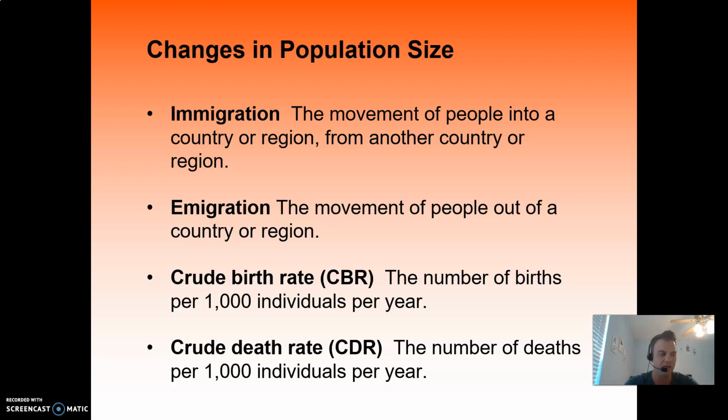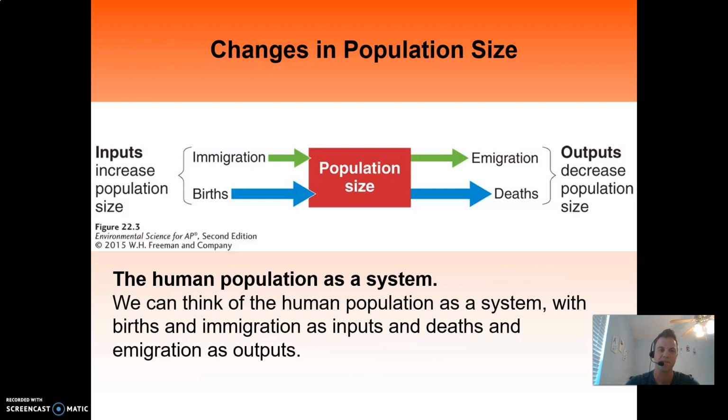Those are fairly minimal. They do contribute to a population of a country. However, they're minimal compared to the crude birth and death rate. And so these are going to be our major indicators of what's happening there. The number of births per 1,000 individuals per year is the crude birth rate, and the number of deaths per 1,000 individuals per year is the crude death rate. The reason that we use per 1,000 individuals is so that the numbers are easier to work with when we do our calculations.